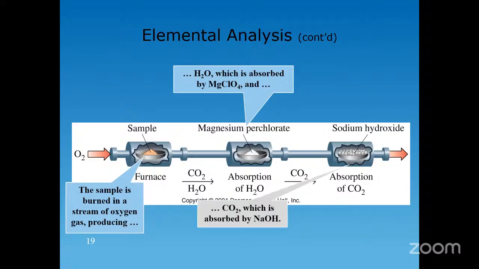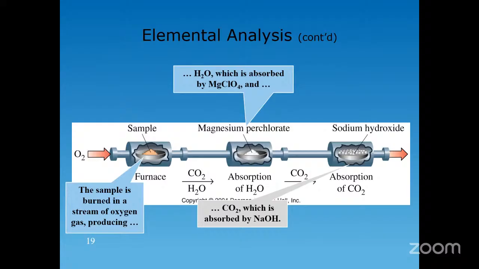Once you get the masses of the carbon dioxide and the water, you can work backwards to determine the mass of carbon present in the original compound, the mass of hydrogen present, and also the mass of oxygen that is present. So that's basically what is happening when you're doing this sort of elemental analysis of organic compounds.